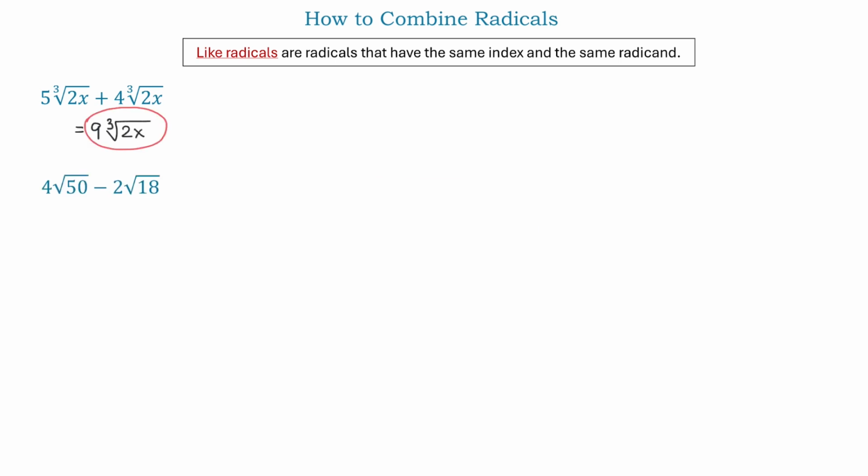Now, what about the expression 4 times the square root of 50 minus 2 times the square root of 18? As you see, these numbers inside the radicals are not the same, so at this point we cannot combine them together. So then, we need to see if we could simplify these radicals, and if they become like radicals, then we will be able to subtract them.